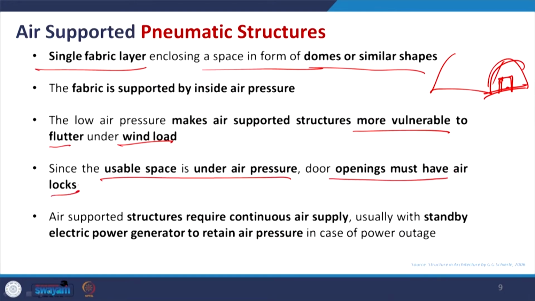air locks to prevent any leakage. Air supported structures require continuous air supply, usually with a standby electric power generator to run the fan continuously, so that air is maintained, because of whatever air is lost from opening the door. That is why here we use the revolving door, so that the pressure can be maintained.